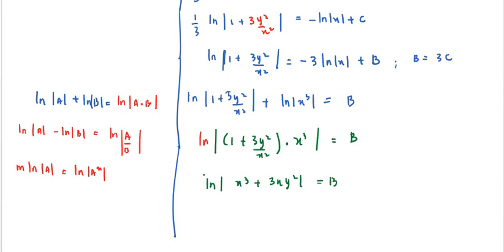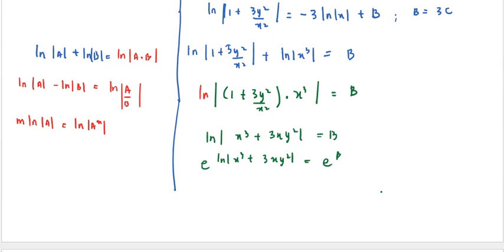So now we want to eliminate ln. So we need to put e both side. Okay, so kita akan dapat e to the power of ln x cube plus 3xy square equal to e to the power of B. Yang ni e bertemu dengan ln, dia akan terhapus lah. So kita akan dapat x cube plus 3xy square equal to A, A is equal to e to the power of B. Kita ganti lagi dengan another constant.